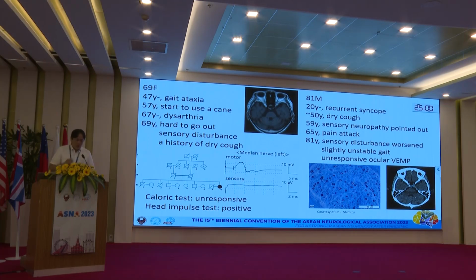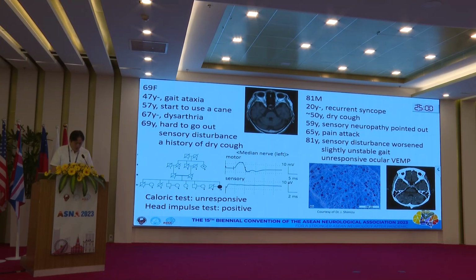The first case is a 69-year-old female. She started to show gait ataxia at the age of 47. She started to use a cane at the age of 57. She showed dysarthria from 67 years old. Now she has difficulty going out. She had sensory disturbance, and a history of dry cough was obtained. Dry cough is a typical finding in this disease.